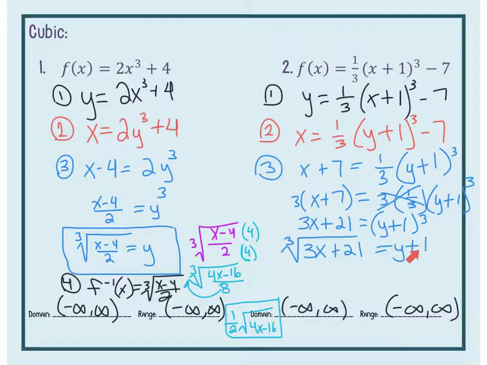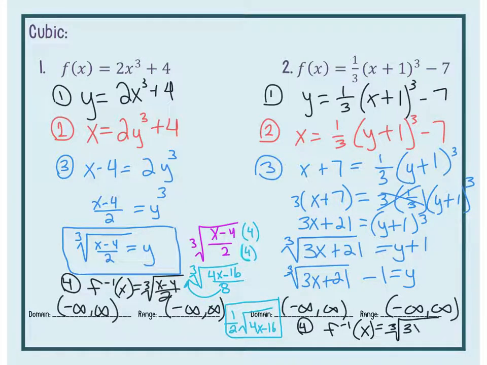I need to move this 1 over by subtracting it. I cannot put it underneath the radical. It has to go outside the radical. So my solving last step is the cube root, 3x plus 21 minus 1 equals y. Last step is to write it in function notation. The inverse function equals the cubed root of 3x plus 21.